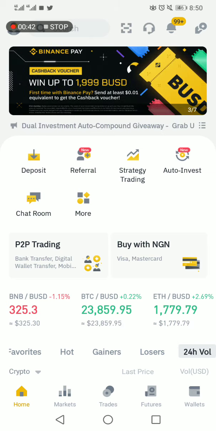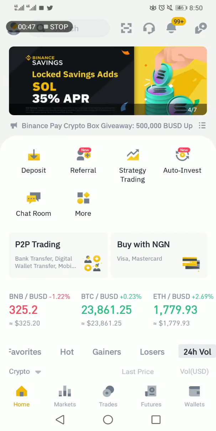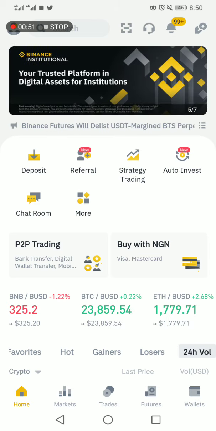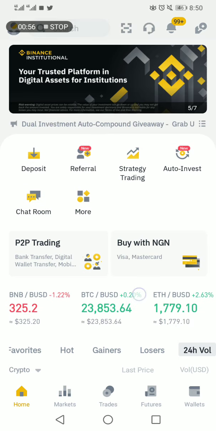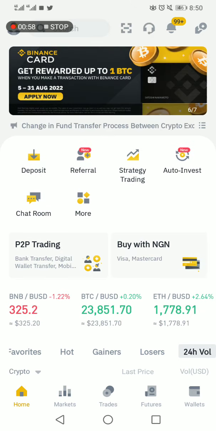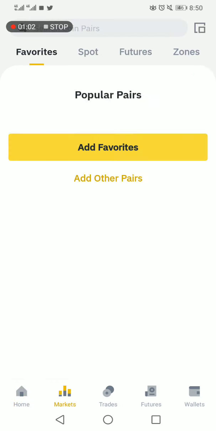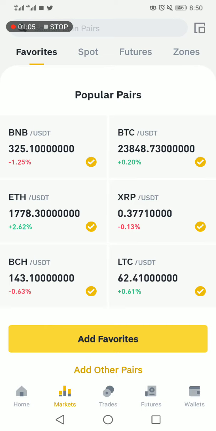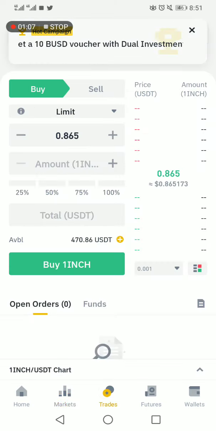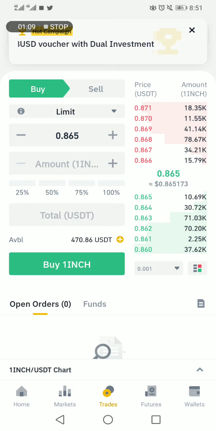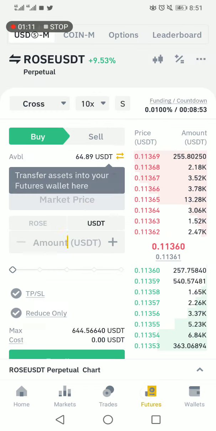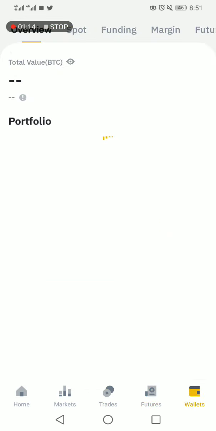I believe if you're watching this video, you must have been familiarized with the Binance app. Okay, so the first thing to do here, already this is the home page of the Binance app. This is the marketplace. You see, this is where you trade. This is where the spot trading can be done. This is the futures trading, and this is your wallet.